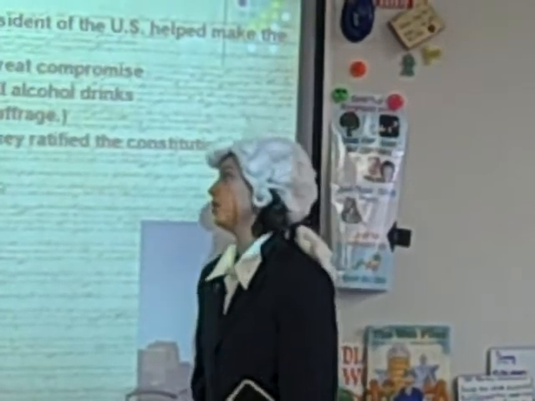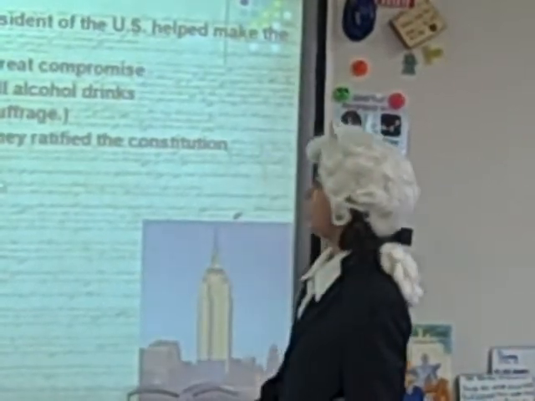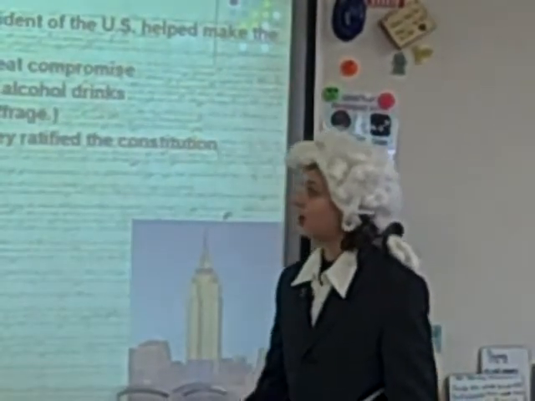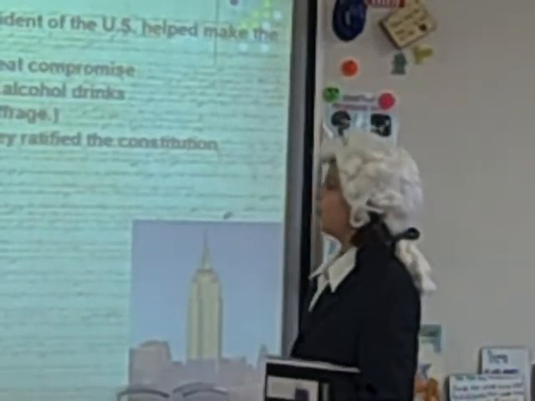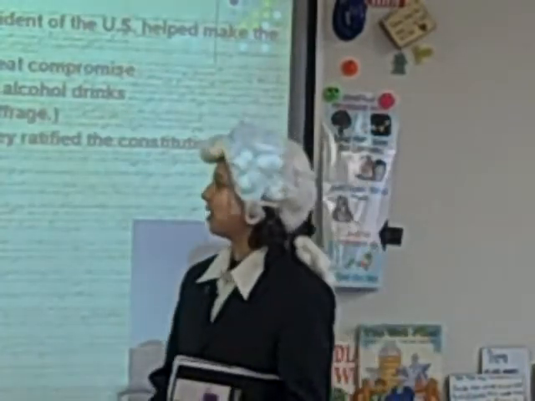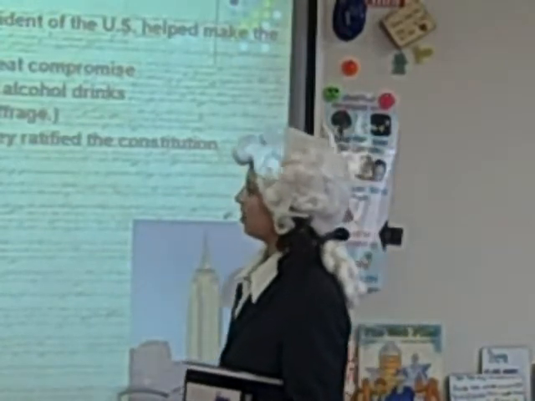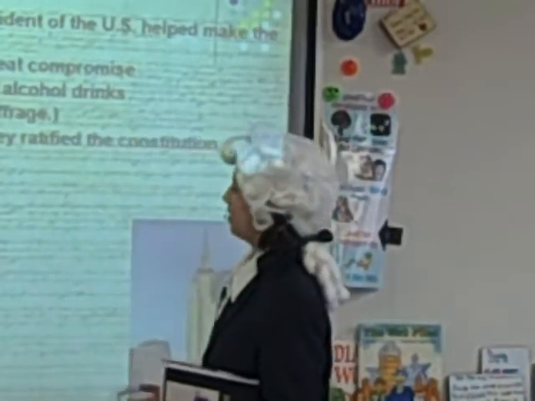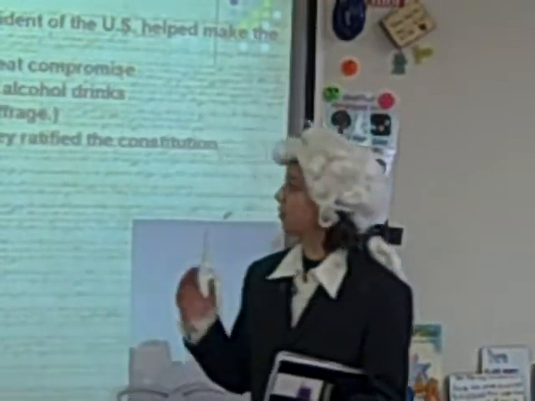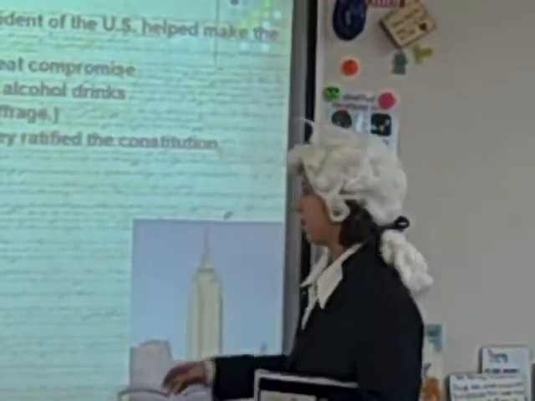Vocabulary continued. George Washington, first president of the U.S., helped make the Constitution. Roger Sherman helped make the Great Compromise. Prohibition, a legal way to sell alcohol and drinks. Suffrage, a right to vote. Ratify, to approve something. They ratified the Constitution.